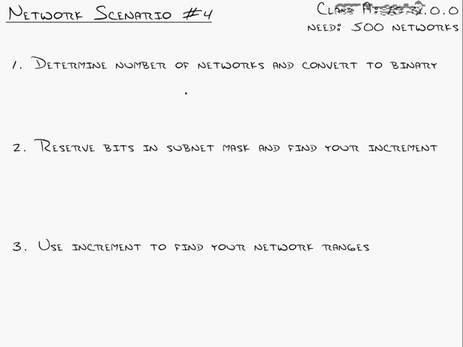We've got step 1, determine the number of networks and convert to binary. So here's my hint for this one. 500 is, let's go ahead and write our binary table. 1, 2, 4, 8, 16, 32, 64, 128. Now, stop right there, because I know that, wait a second, I can't get the number 500 with 8 bits.